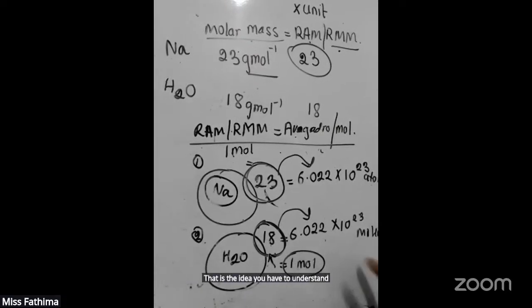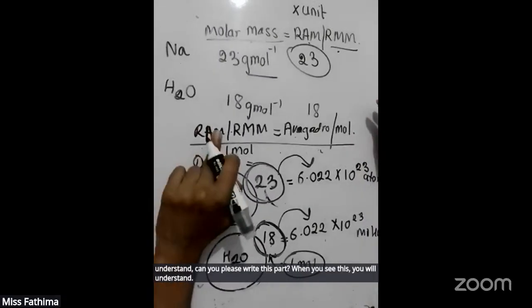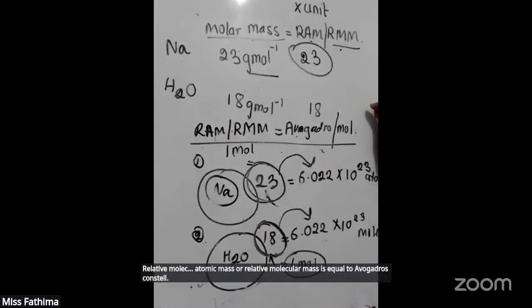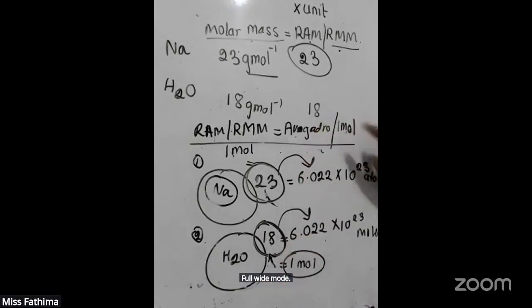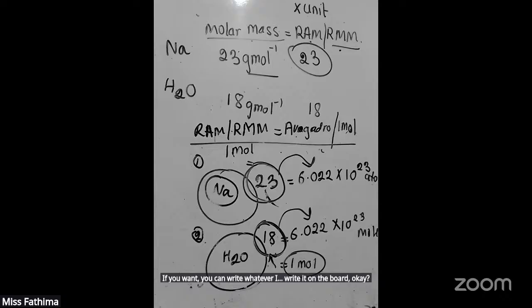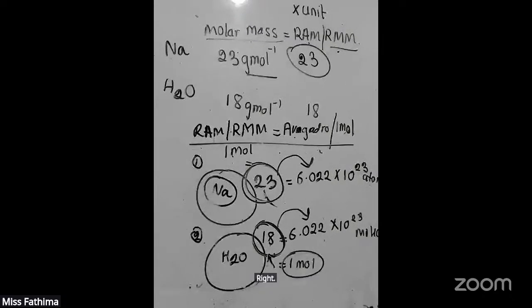If you feel that is hard to understand, can you please write this part? When you see this, you will understand. Relative atomic mass or relative molecular mass is equal to Avogadro's constant and equal to 1 mole. Write this down if you need it. If you all want, you all can write whatever I write on the board, okay? Okay. So then let's move to the next part.